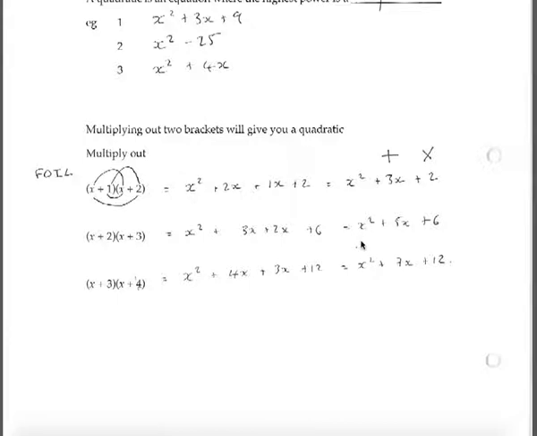Now this gives us a clue as to how we're going to reverse this process. If I wanted to take this equation and put it into brackets, I know that my two brackets would need to have two numbers in it that added to give 3 and times to give 2. And there is only one pair that would actually work for that, x plus 1 times x plus 2.